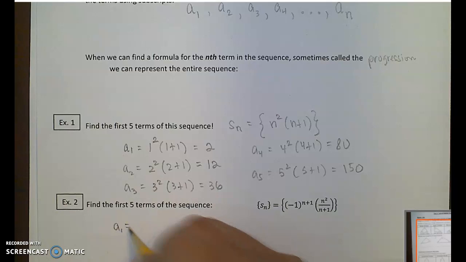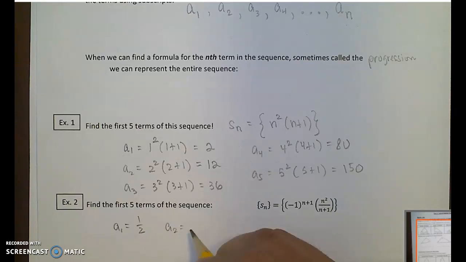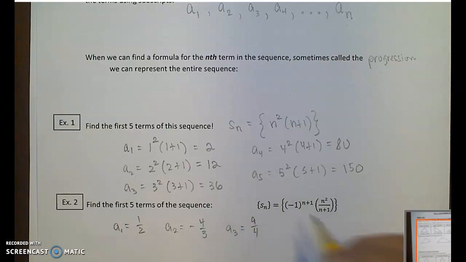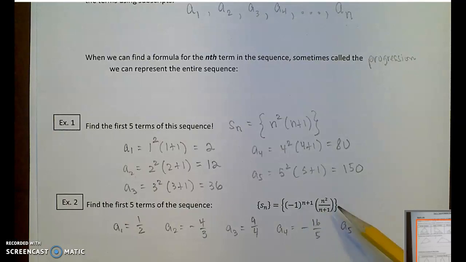Alright, guys, you did that pretty well. So, you're right, the first term is 1/2. Second term is negative 4/3. Third term, when you plug in 3 for n, you should get 9/4. 4 in for n for the fourth term, negative 16/5. And for that fifth term, again, you're plugging 5 in for n, you get 25/6.